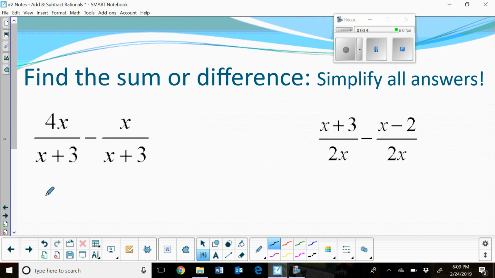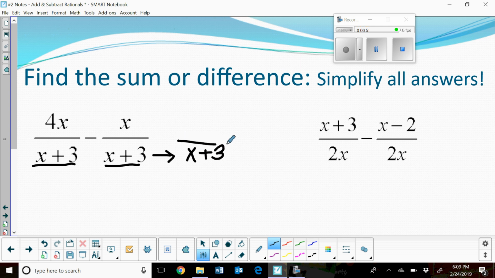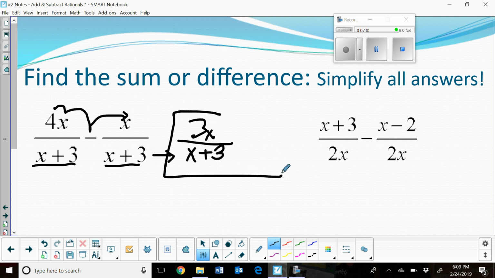Now, let's try a subtraction. So again, I have common denominators, so all I'm going to do is bring over my x plus 3. Now my numerator, I'm going to subtract. So what is 4x minus x? Well, that becomes a 3x. And there's nothing I can factor, so I'm finished.